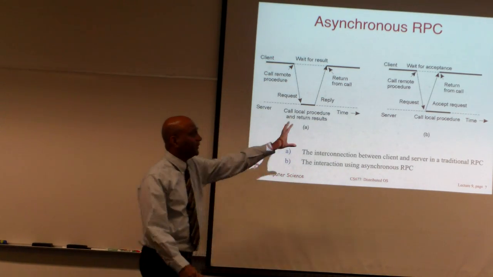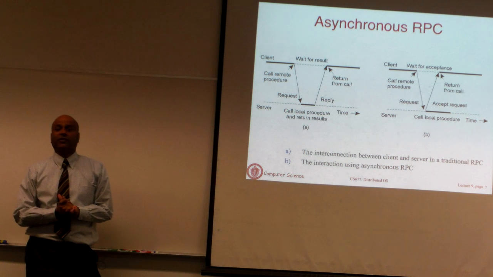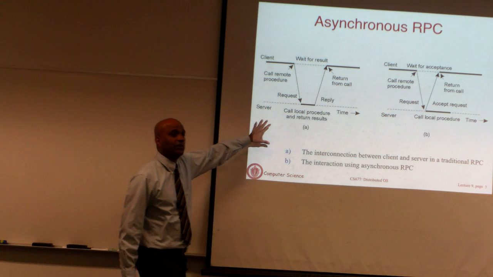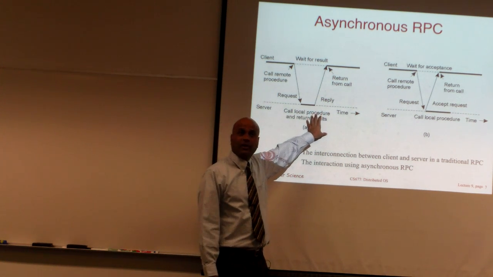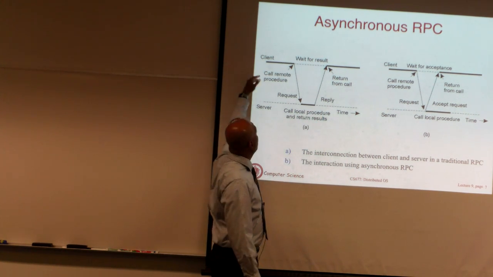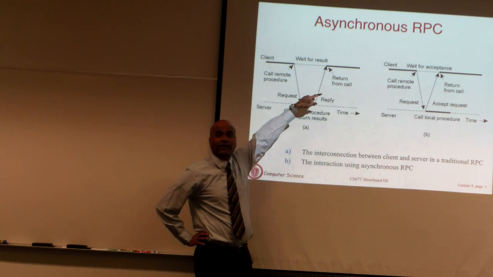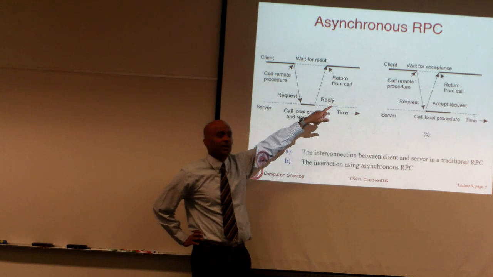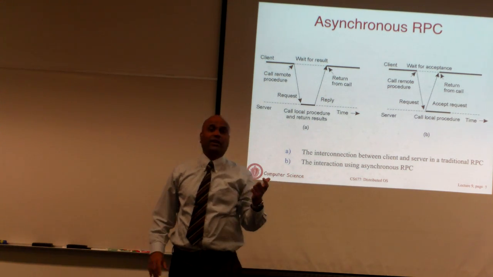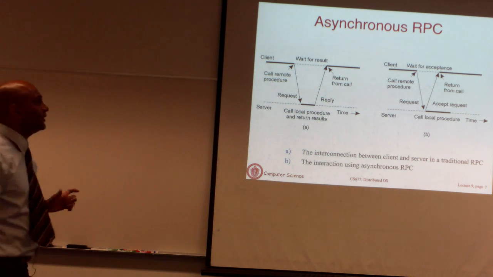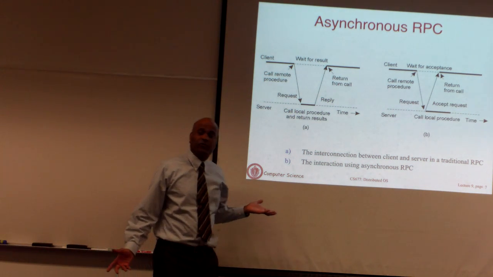Okay, so here's a picture that illustrates the difference between synchronous and asynchronous. The left picture is a traditional RPC mechanism, which is synchronous or blocking. This is the timeline on the x-axis. The top line is the client timeline. The bottom line is the server timeline. The dark line indicates that the process is executing. The dotted line indicates that you are waiting.